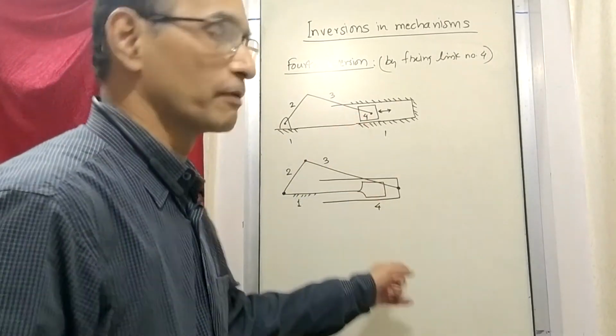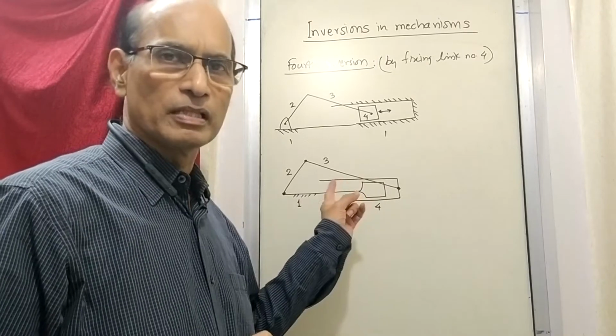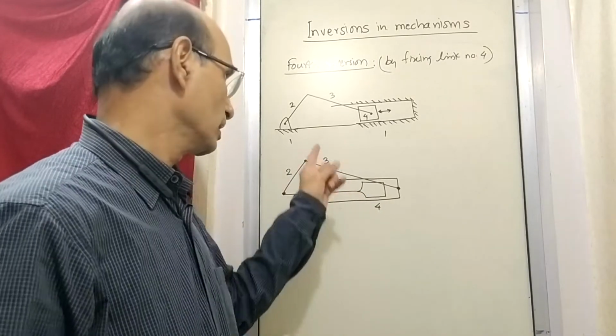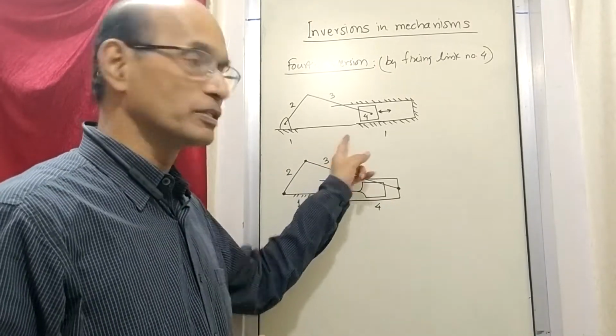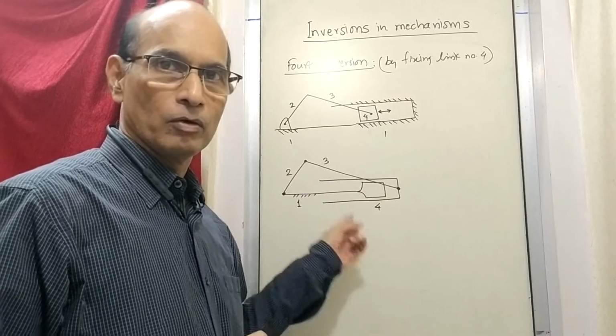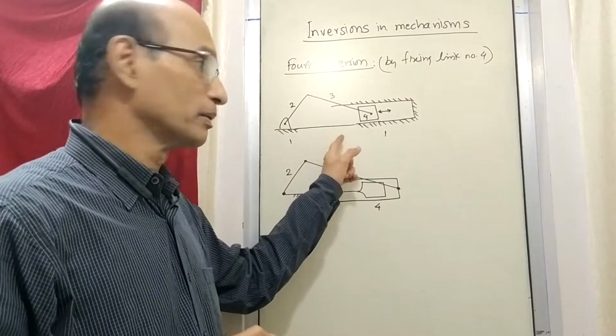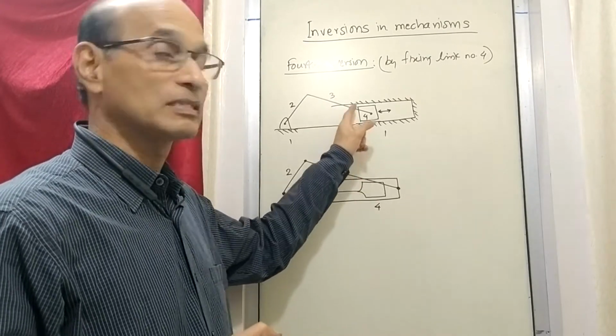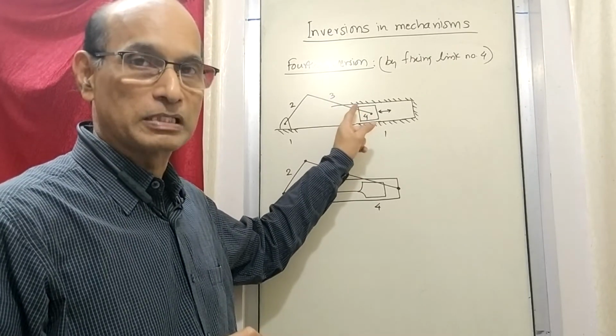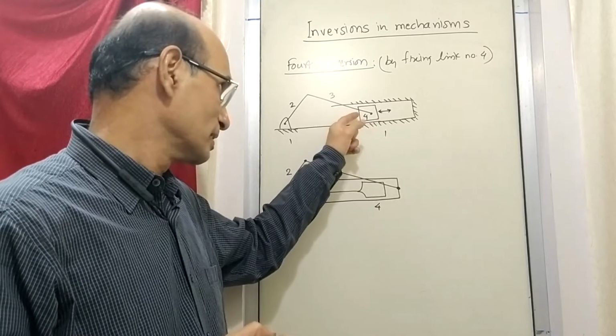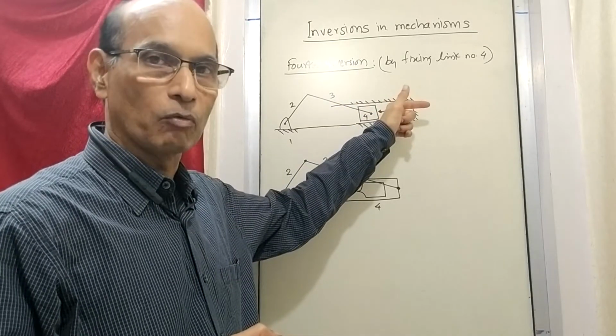Now, is there any difference in these two? Now, which is the inversion here? It is still link number 1 is fixed. So this is still inversion number 1. The only thing is, 1 is fixed link, here also 1 is fixed link, but the fixed link is here and the sliding link, link number 4, is sliding. So the link which slides is sliding inside the link number 1.